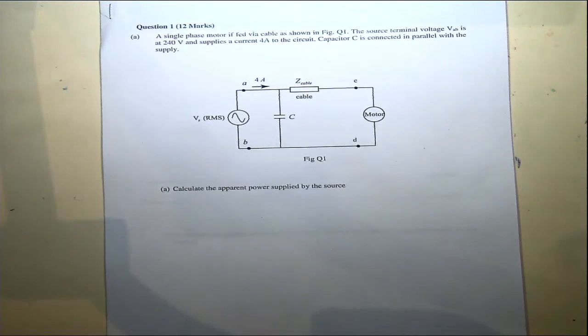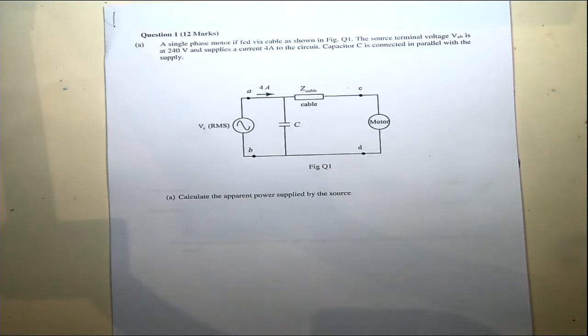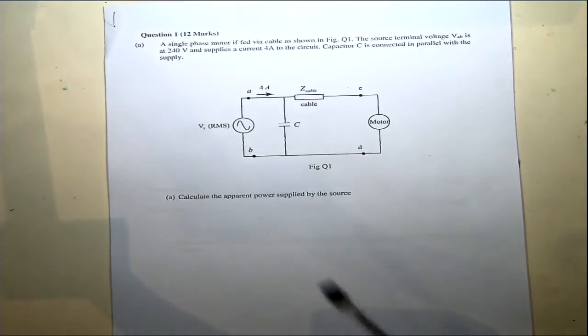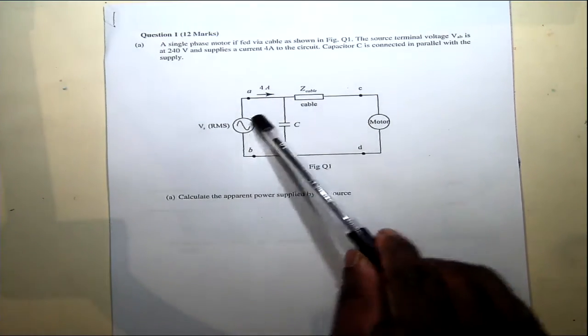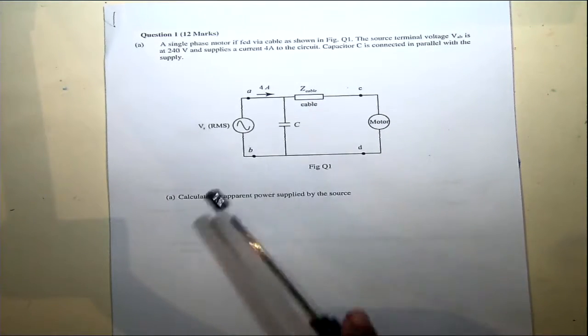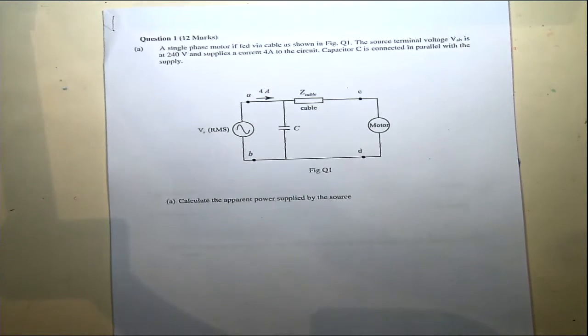Is very hard. Need to calculate the, so it says a single phase motor is fed with a cable, 240 volts, and it supplies 4 amperes. And there's a capacitor connected here, but you are given this current and voltage. So first part is to find the apparent power supplied by the source.